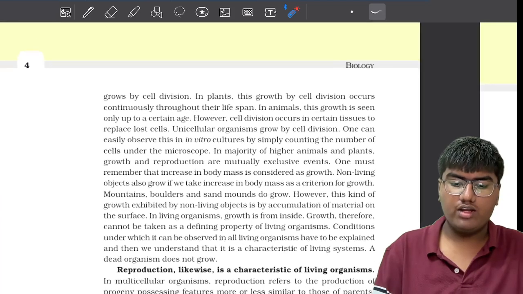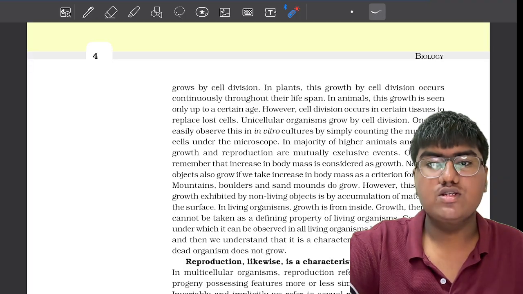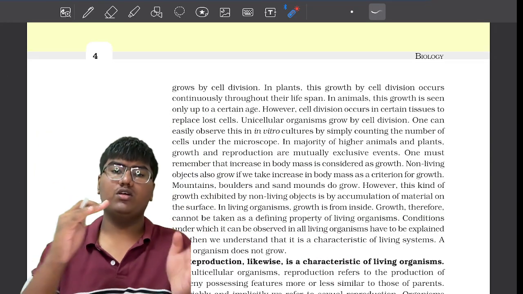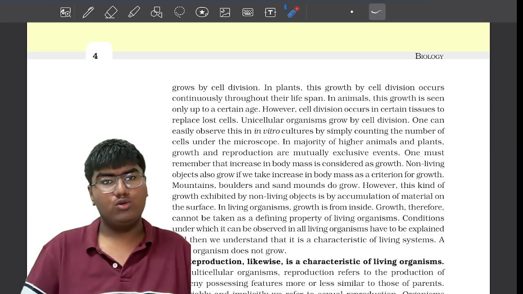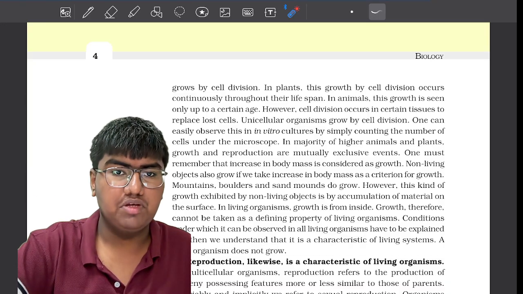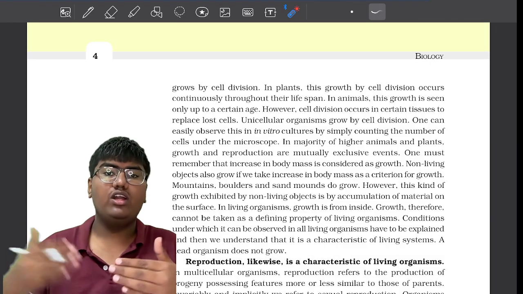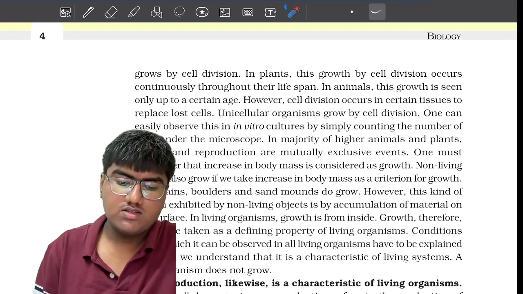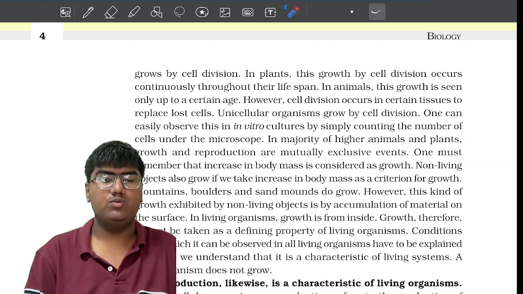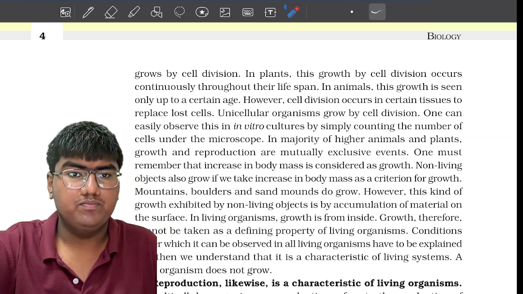A multicellular organism grows by cell division. In plants, this cell division occurs continuously throughout the lifespan. We all know we grow throughout our lifetime, from a baby to adults and then to old age. So that is growth in human beings. Similar is the case with plants; growth in plants does not stop. You see plants growing in all age forms. In animals, this growth is seen only up to a certain age. Yes, in human beings, we see this growth only up to a certain age. We don't have unlimited growth, whereas in plants it is vice versa.